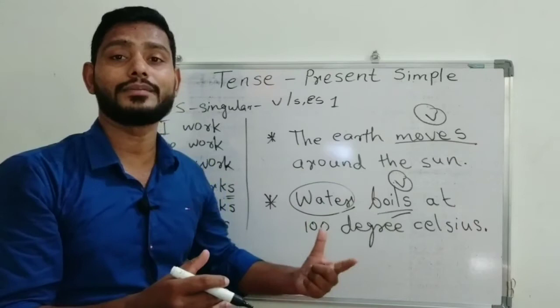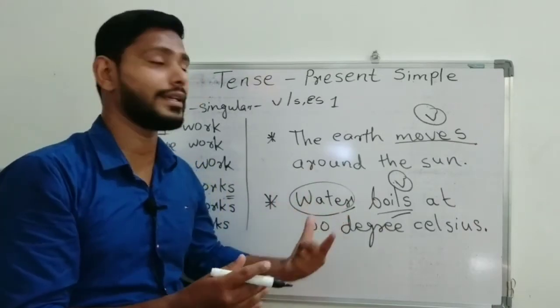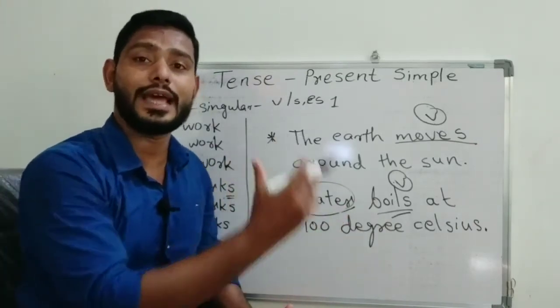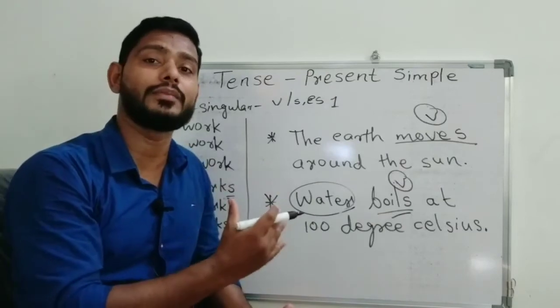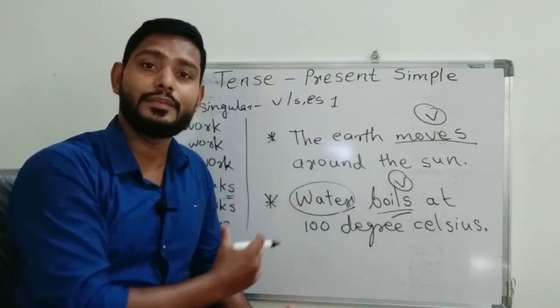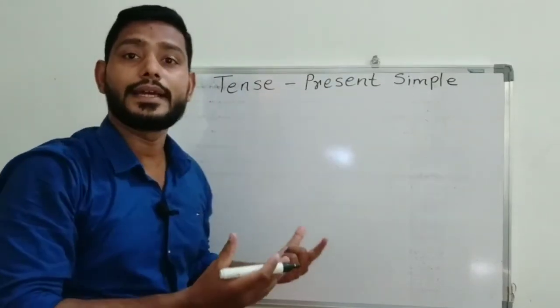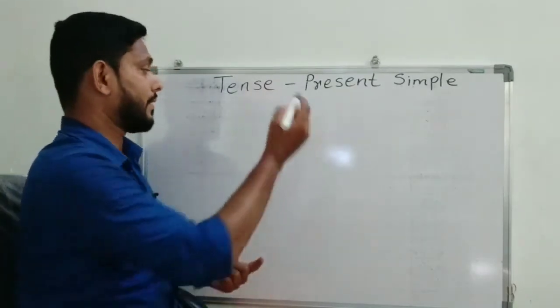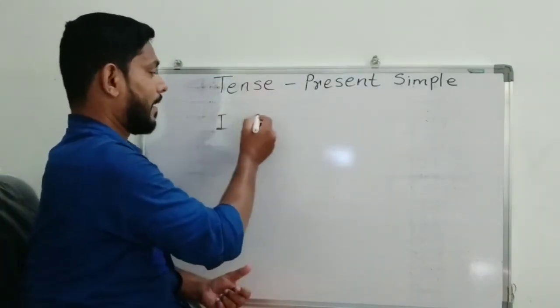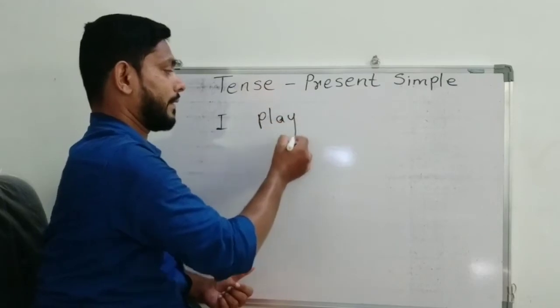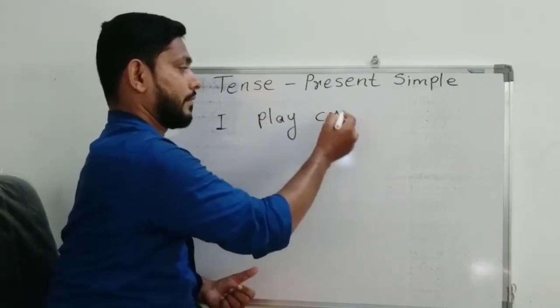Okay, and let's come now to understand positive sentences and negative sentences, and how we can make a negative sentence from a positive sentence. Let's take another example. I play cricket.